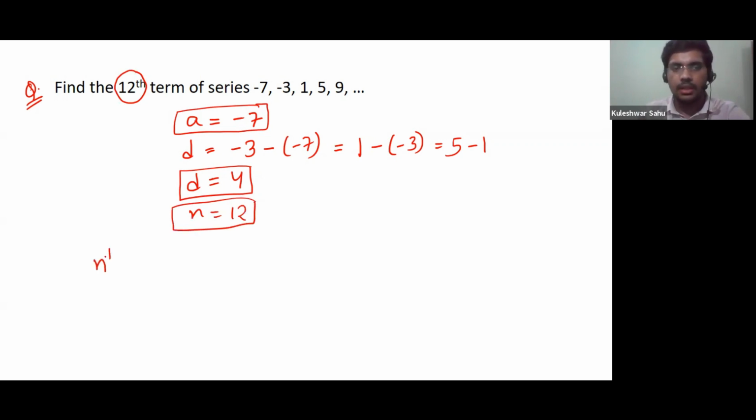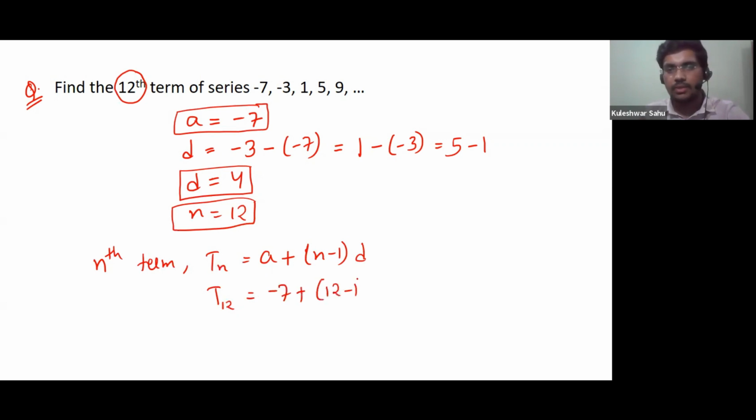I'm going to put the formula for the nth term, which is Tn is equal to a plus n minus 1 into d. Here we need to find the 12th term. a is minus 7, 12 minus 1 into 4, which is minus 7 plus 11 into 4, minus 7 plus 44, which is 37. So the 12th term of the given series is 37.